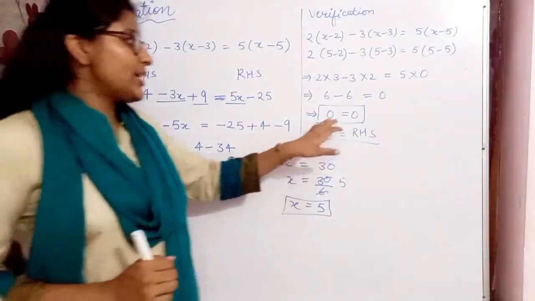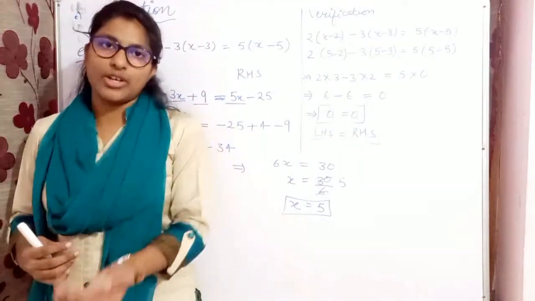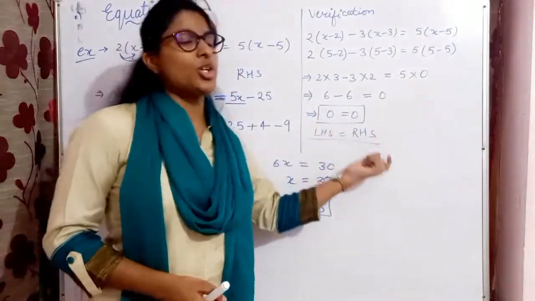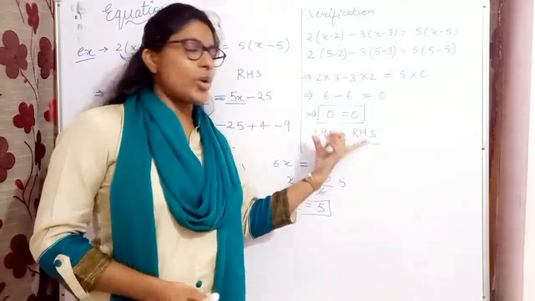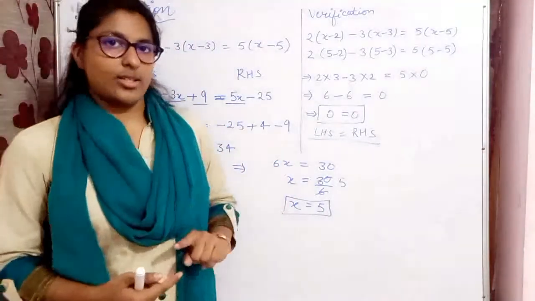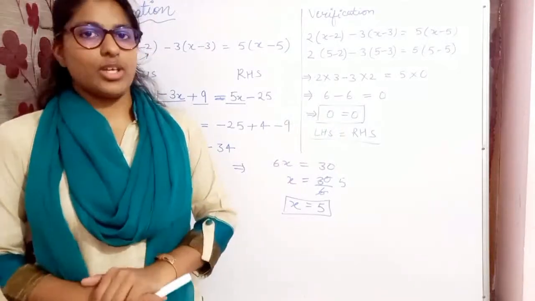You can get 0, you can get 13, you can get 21 upon 7, any kind of value, but it is necessary that whatever you get in LHS, the same thing you get in RHS. If on both sides you get an equal answer, only in that situation is your value of x correct. So this is about the verification.